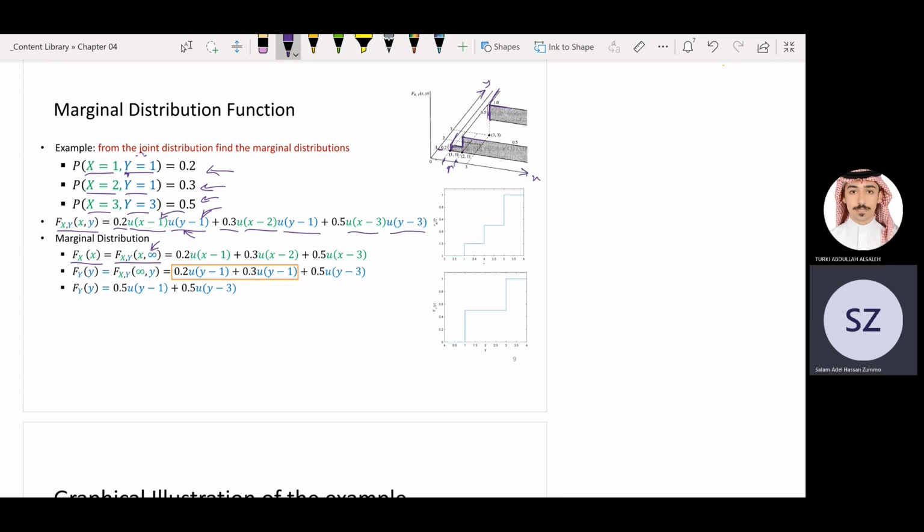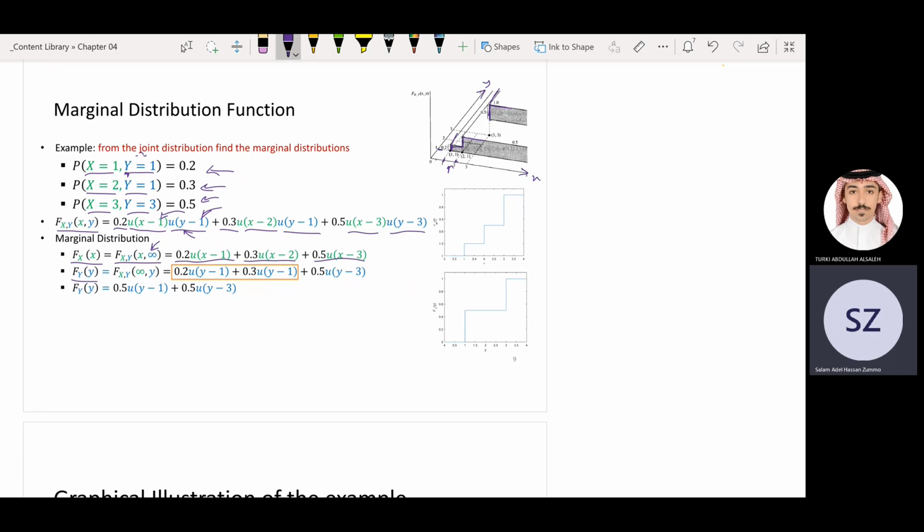1, right? So it is as if this was not there. What is the step function at y equal infinity? 1 again, right? So this one also becomes as if it is not there. So what do you have? 0.2 u(x minus 1) plus 0.3 u(x minus 2) plus 0.5 u(x minus 3). Because when y equal infinity, all these step functions, we know the value is 1, right? And hence this is the requirement here. The first one, the second one, the third. And that is fx of x.